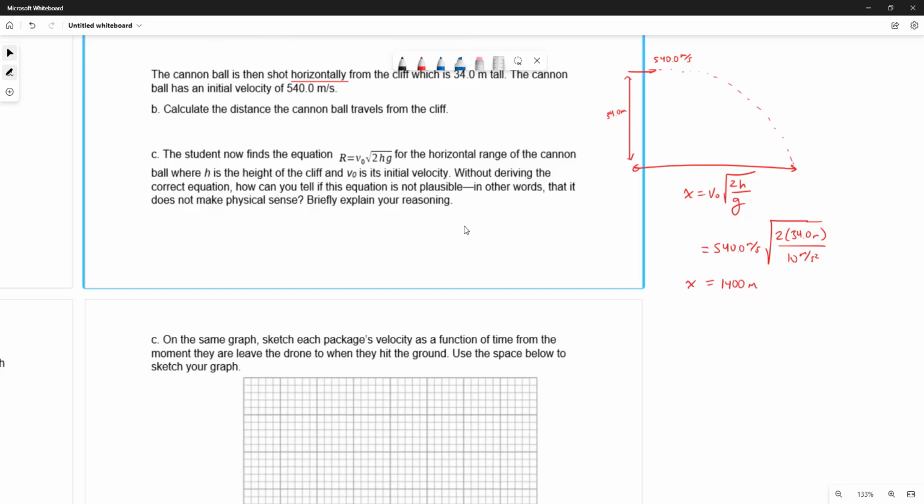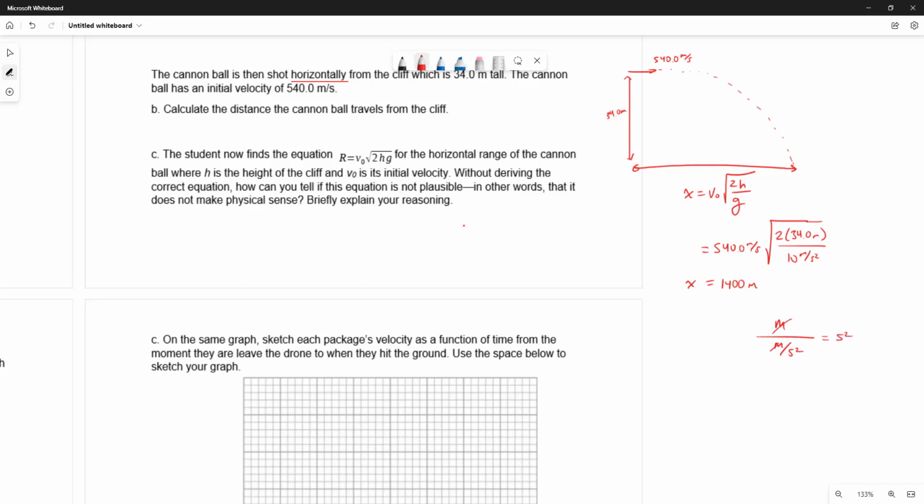Without deriving it, we look at what makes this not plausible and explain our reasoning. We already know it's not the right equation, but if we didn't, we could look at two things. First of all, units are really helpful here. If you look at the calculation we just did, inside the radical you have meters over meters per second squared. The meters cancel out, and so you get second squared.